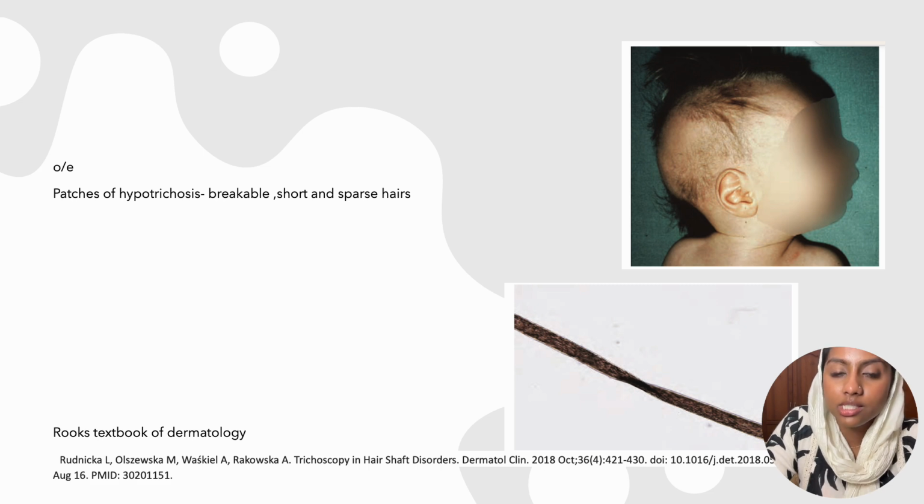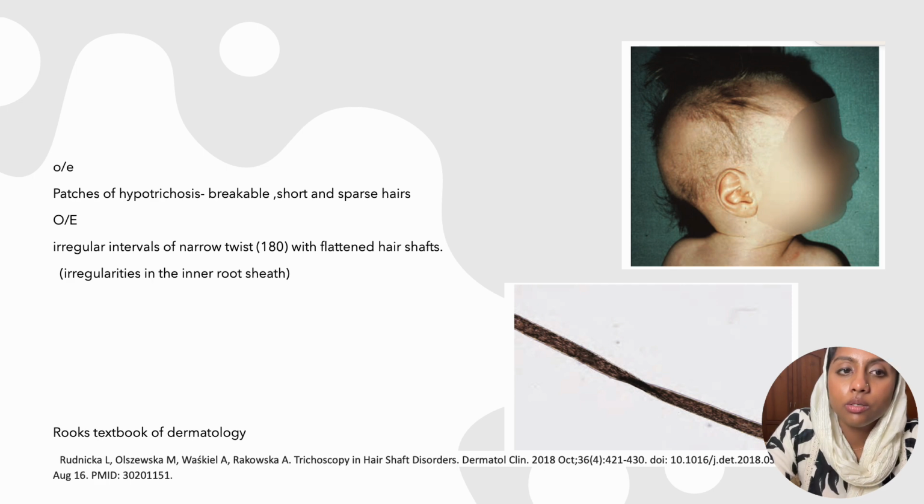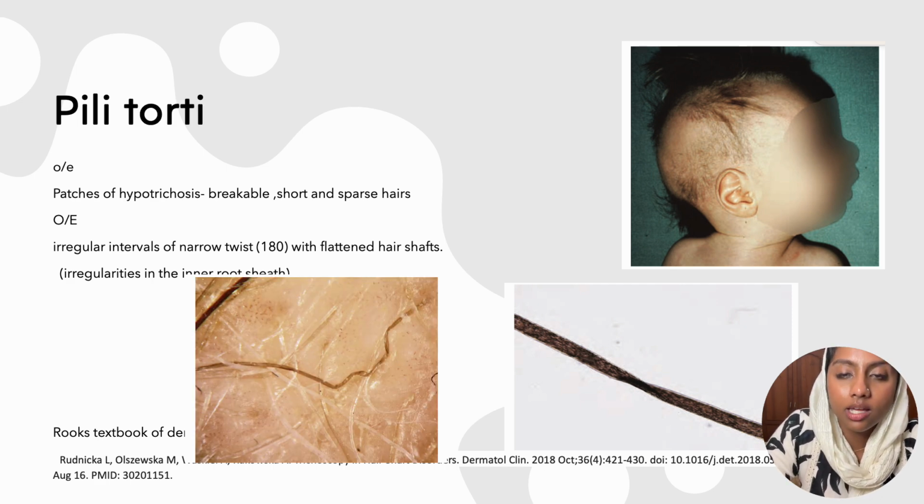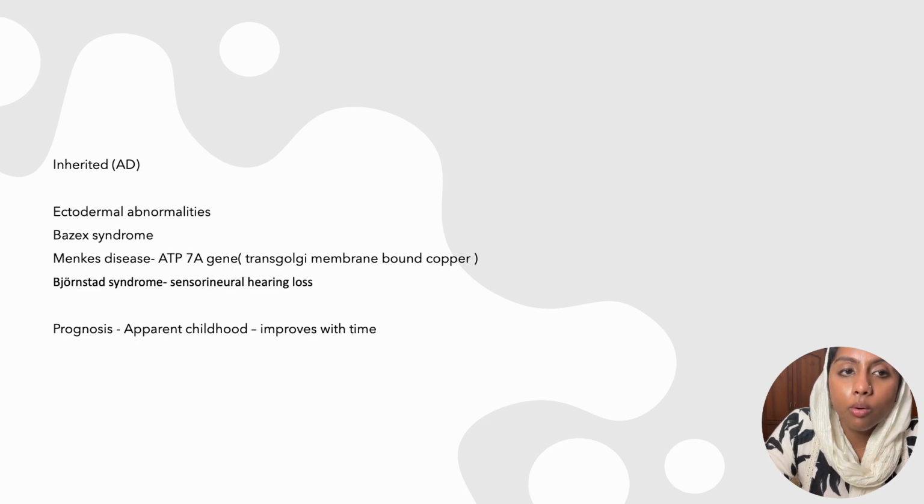As the name suggests, there is a twisting of the hair shaft with flattened hair. Again, this results in hair fragility. This is yet another picture which shows twisting of the hair. Coming to the causes of pili torti, it can either be acquired or congenital. The congenital causes are generally autosomal dominant. There are certain diseases that are associated with pili torti. These are basically ectodermal abnormalities, Bazex syndrome, Menkes disease, and Crandall syndrome.